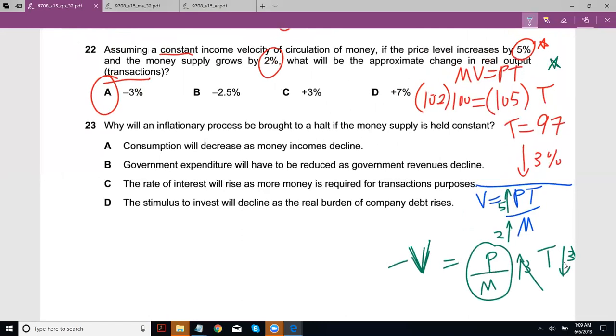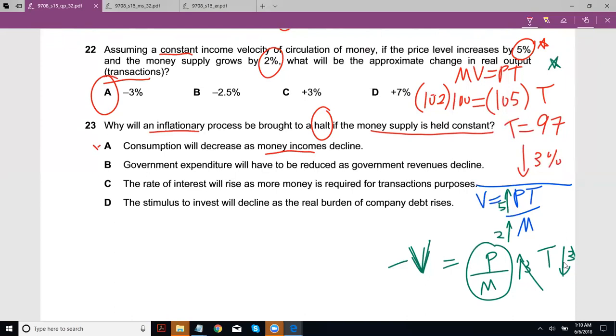So why will an inflationary process be brought to a halt if the money supply is held constant? Okay, so consumption will decrease as money incomes decline. I'm not too sure how, if the money supply is held constant, that leads to money incomes declining. So we'll put a small cross against this for now. Government expenditure will have to be reduced as government revenues decline. Let's read all the options for this one before I say anything. The rate of interest will rise as more money is required for transactionary purposes.